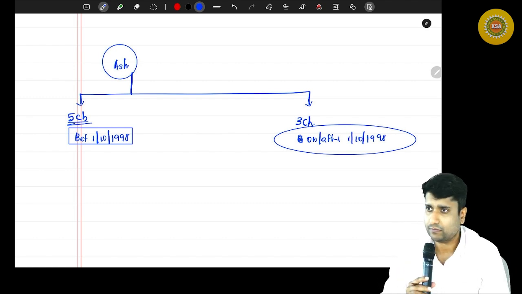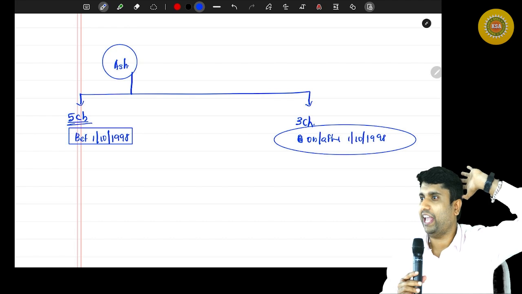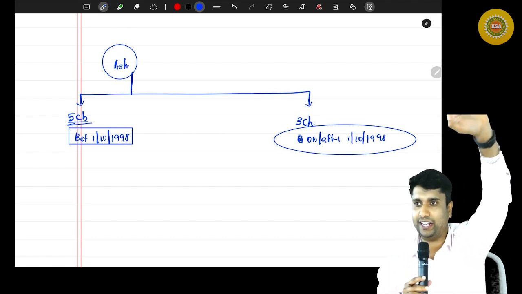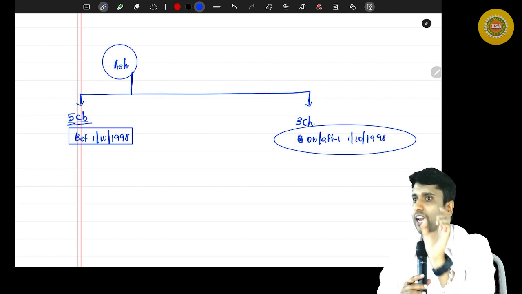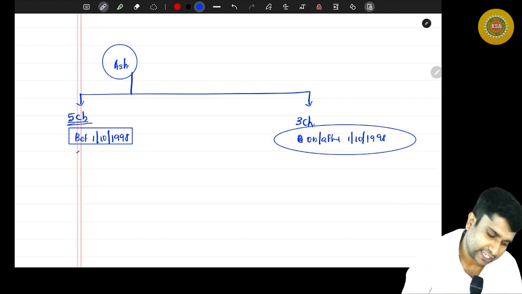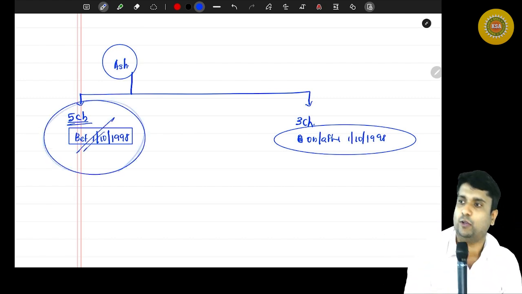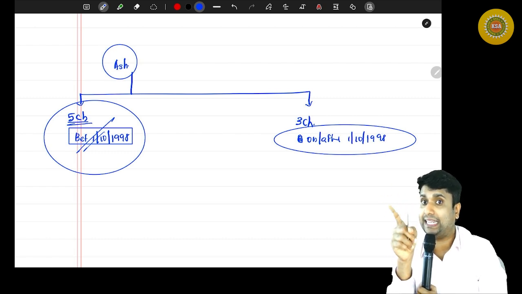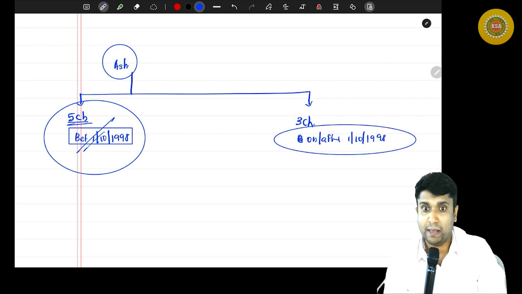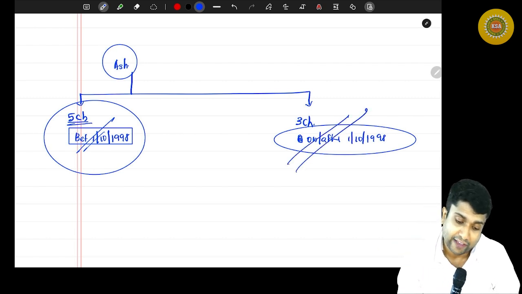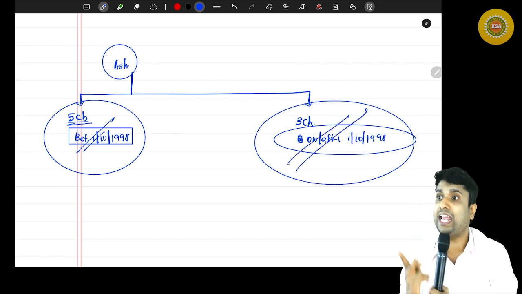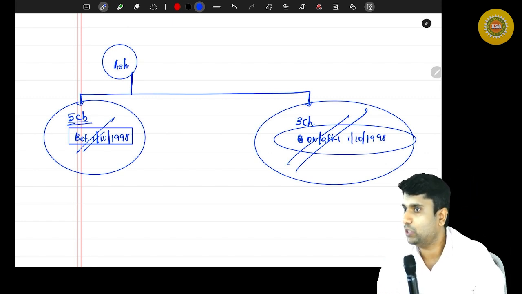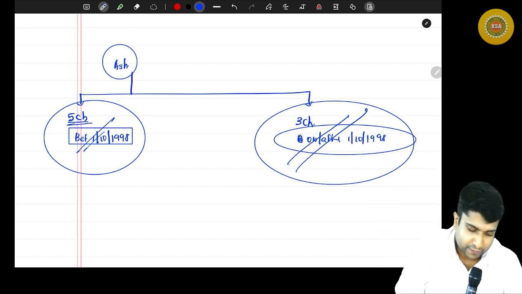Now listen, he took everyone and went for a Delhi trip and came back. When you claim exemption, you can claim exemption for the traveling cost of these 5 children. Absolutely no problem, because they were born before 1st October 1998. But for the traveling cost of these 3, you can claim exemption only for 2, not for the 3rd.